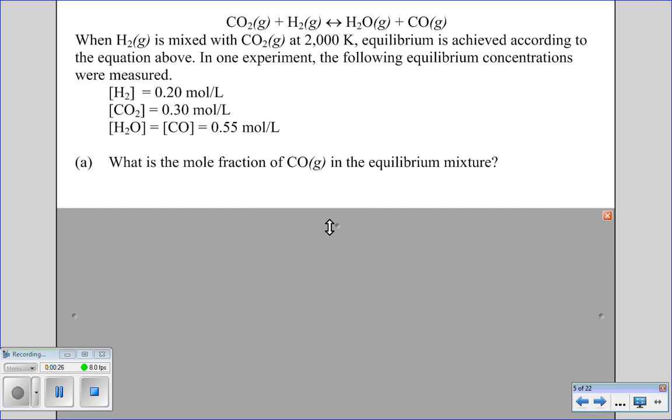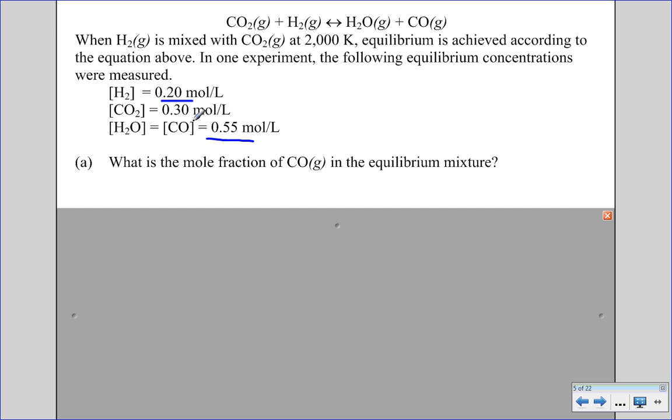Well, mole fraction is the number of moles of carbon monoxide divided by the total number of moles. So the number of moles of carbon monoxide is going to be 0.55, and the total number of moles will be 0.2 plus 0.3 plus 0.55 twice, once for carbon monoxide and once for H2O.